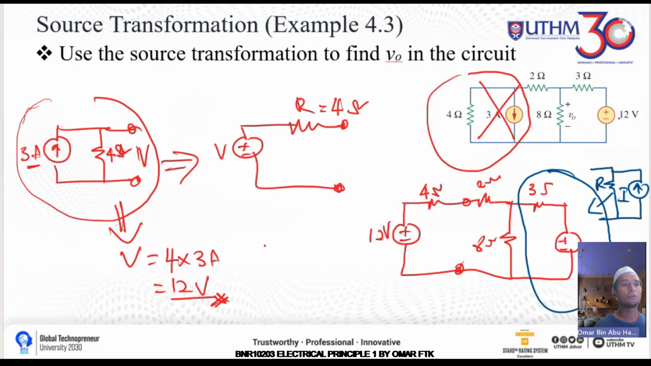You have 12 volt and you got 3 ohm. So that means the current will be I equals V over R, 12 divided by 3, you will have 4. So this means your current is 4 ampere, and then your resistor here will remain the same. Just bring it in. So let's draw again.